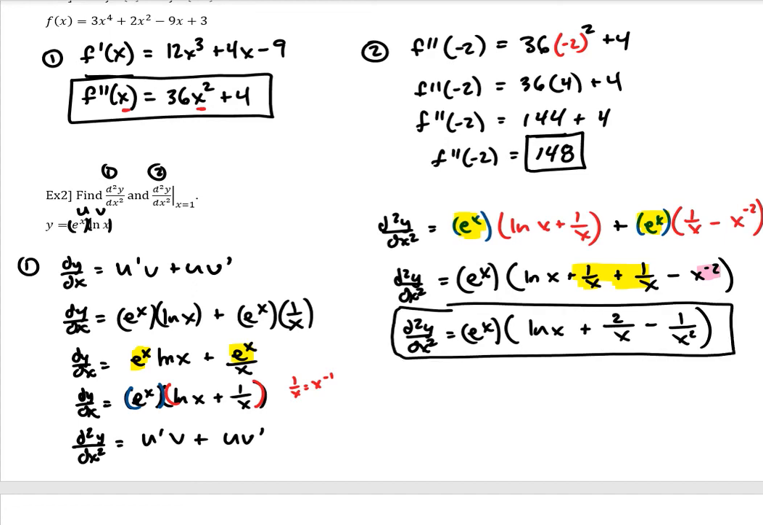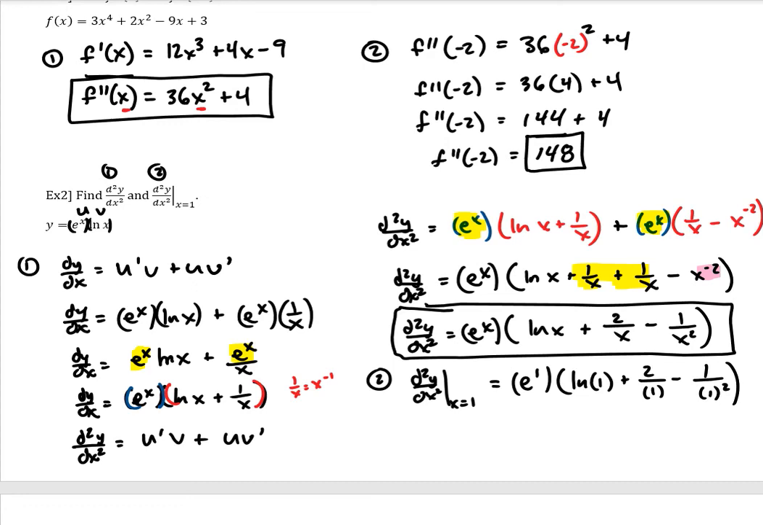That took some space, but now let's take care of this evaluation. All that means is d2y dx2 where x is equal to 1. They're telling us to plug 1 in to the x's that you see. So this is equal to e to the first times the natural log of 1 plus 2 over 1 minus 1 over 1 squared. And then we'll simplify.